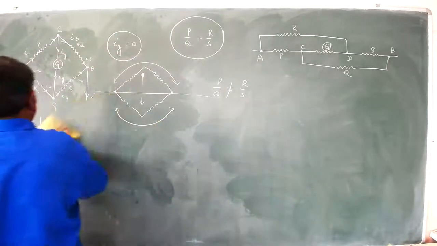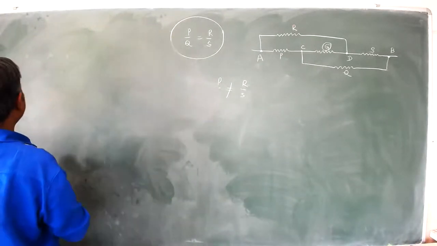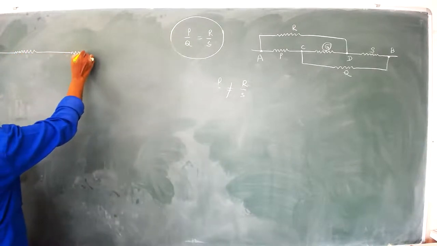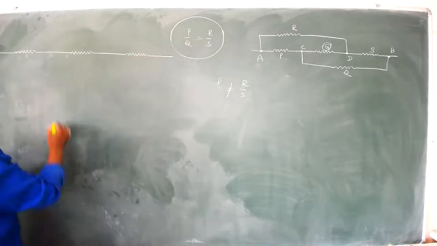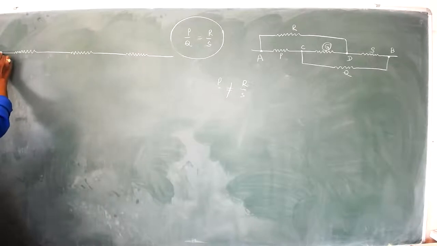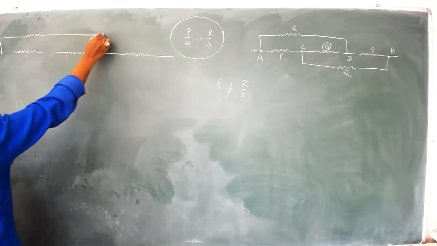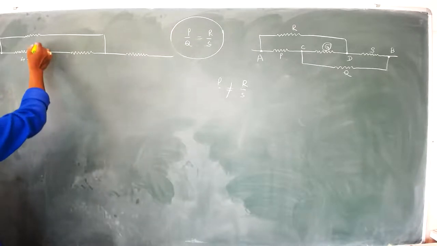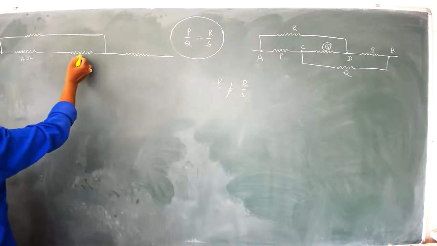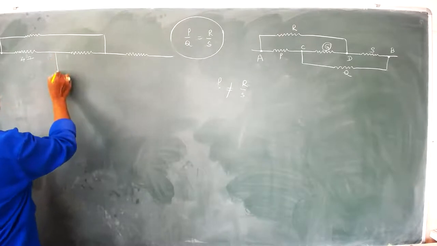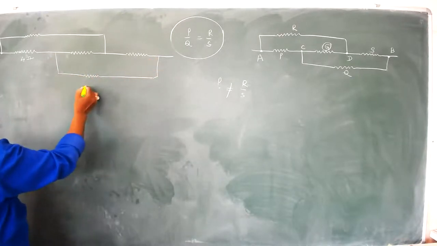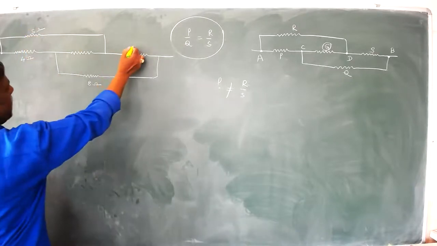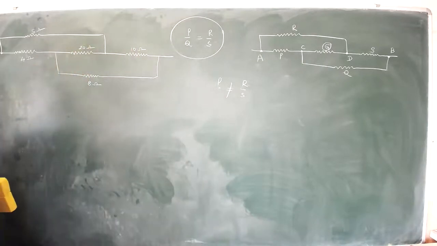Look at this. I will give you one situation. Like this. This is 4 ohm. This is 8 ohm. This is 5 ohm, this is 10 ohm, this is 20. So this is one situation.